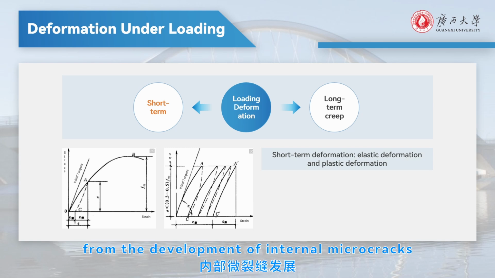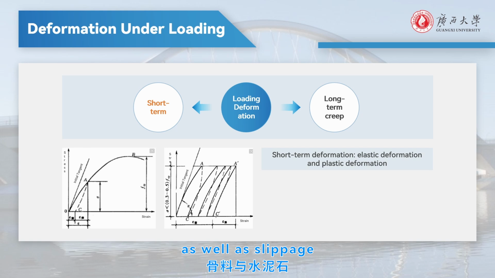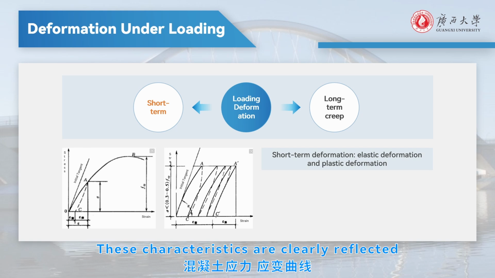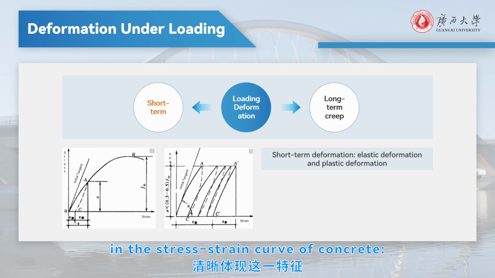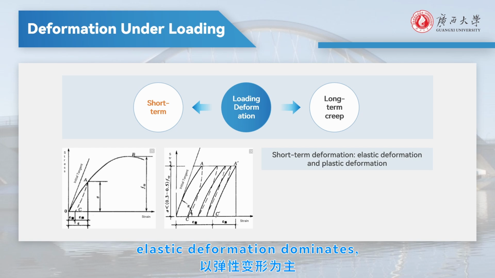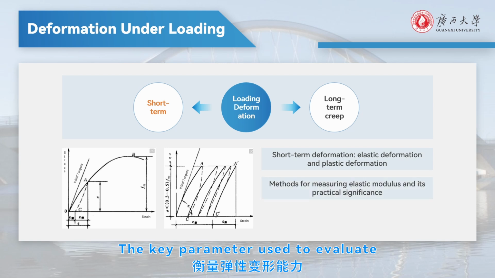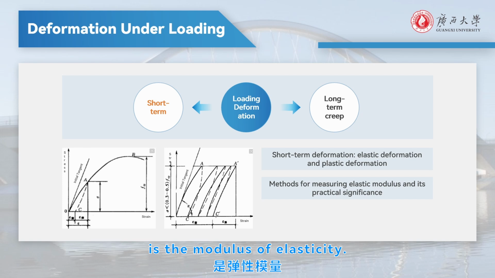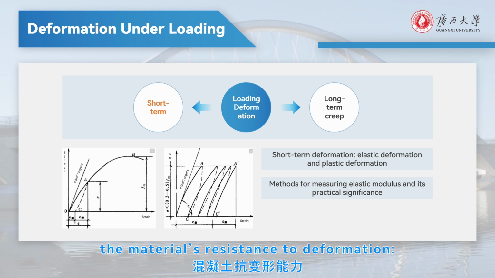It results from the development of internal microcracks as well as slippage between aggregates and the cement paste. These characteristics are clearly reflected in the stress-strain curve of concrete. Under low levels of loading, elastic deformation dominates, while as the load increases, the proportion of plastic deformation gradually becomes greater. The key parameter used to evaluate the elastic deformation capacity of concrete is the modulus of elasticity. It represents the material's resistance to deformation.